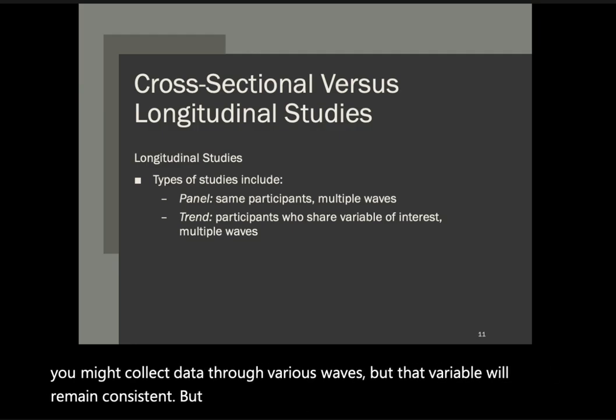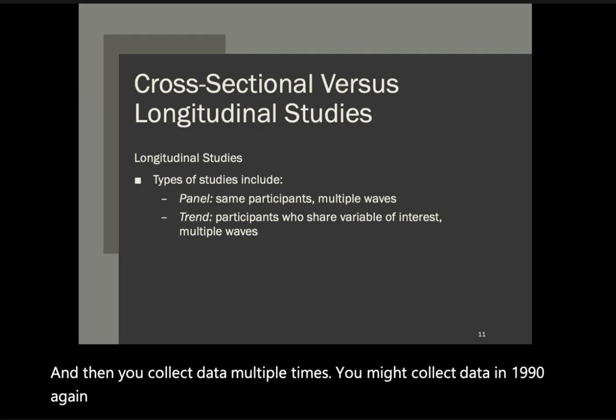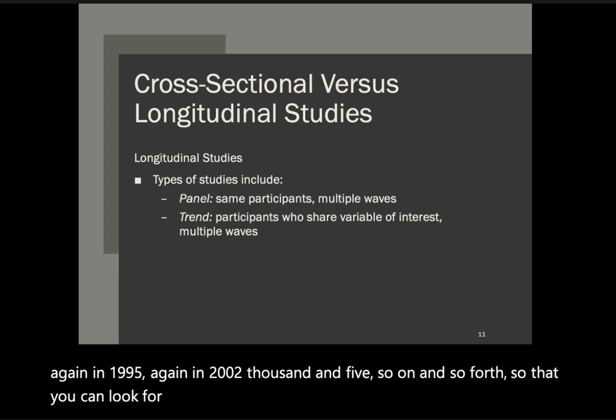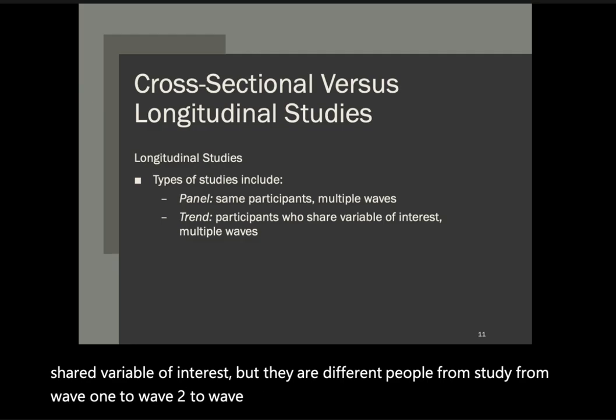You only recruit participants who are breastfeeding parents. And then you collect data multiple times. So you might collect data in 1990, again in 1995, again in 2000, 2005, and so on, so that you can look for trends in the data. These participants have some shared variable of interest, but they are different people from wave one to wave two to wave three and so on.